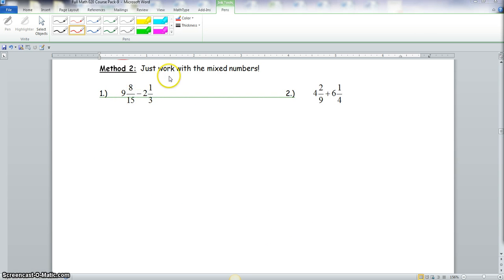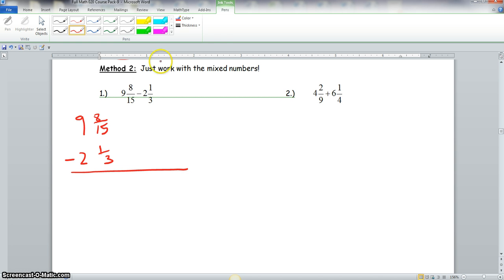Now we go to method 2. It says just work with the mixed numbers. We have 9 and 8/15 minus 2 and 1/3. So this is how we will work with the mixed numbers. We will line them up vertically. We will have 9 and 8/15 minus 2 and 1/3.